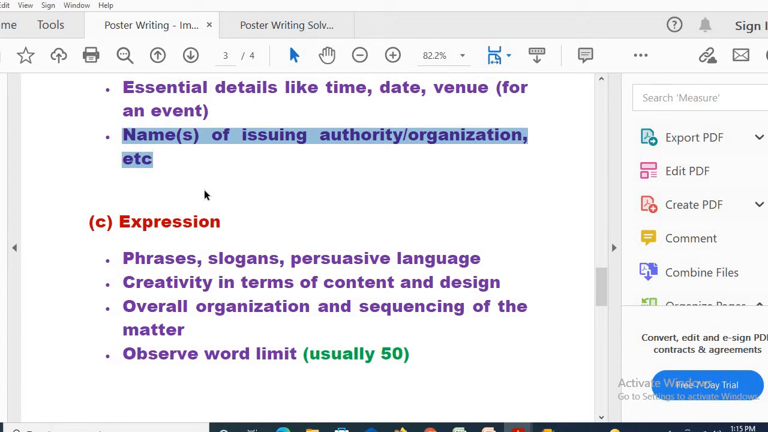In the examples that I had given, you will find that the issuing authority has been mentioned by me. It is mandatory, it is compulsory. If you don't mention it, then definitely marks will be deducted. So this is very important. Unless and until you write this, the poster remains incomplete. Just listen carefully: the name of the issuing authority or organization, dear students, is a must. It has to be mentioned properly.